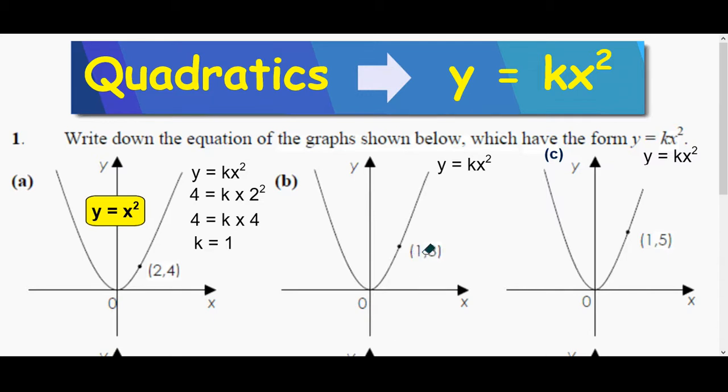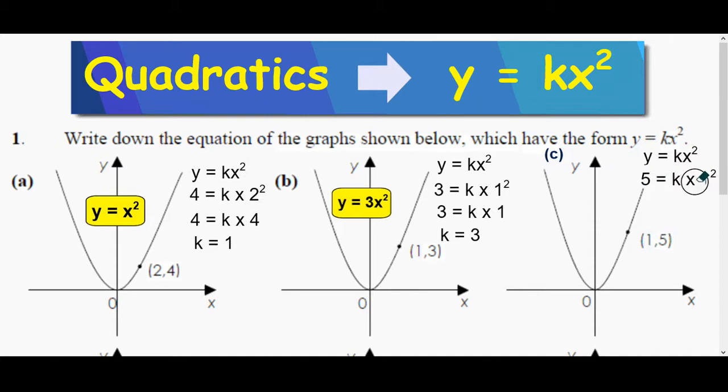Again, in part B, we've got the coordinate 1, 3. Sub it in. 3 is your y, 1 is your x. So 3 is k times 1 squared. So that means 3 is equal to k times 1, and k is 3. So this graph is y equals 3x squared. Next one, sub the numbers in. The 1 is the x, 5 is the y. So 5 is equal to k times 1 squared. So 5 equals k times 1 again. So k must be 5.